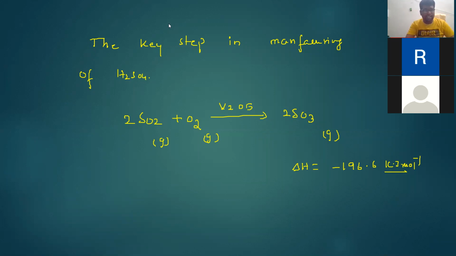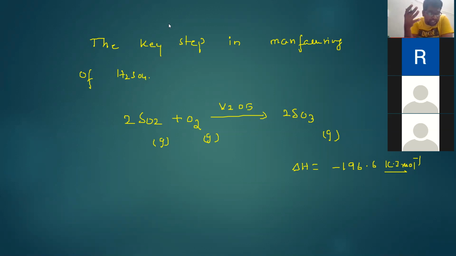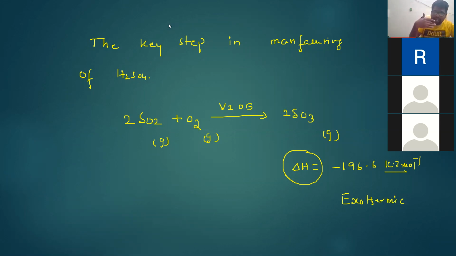In contact process, what are the conditions required? High pressure, low temperature. High pressure, low temperature required for the contact process. This is very important step. That's why it has a key role in the manufacturing of H2SO4. Okay, it decides delta H. Delta H is negative, indicates exothermic reaction. Exothermic means the reaction is a forward reaction and reversible.